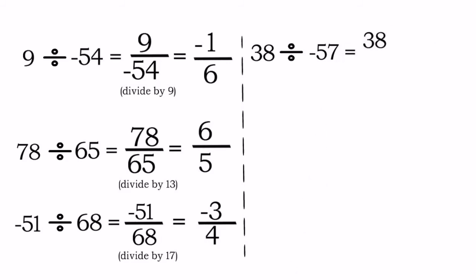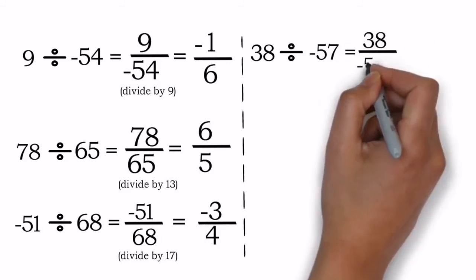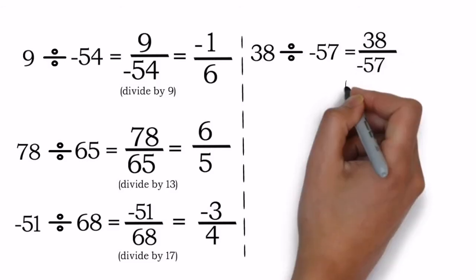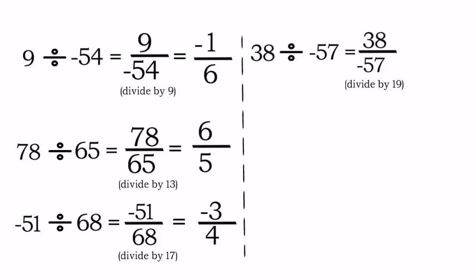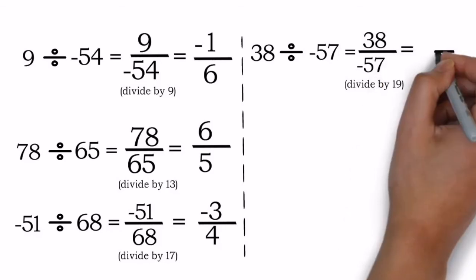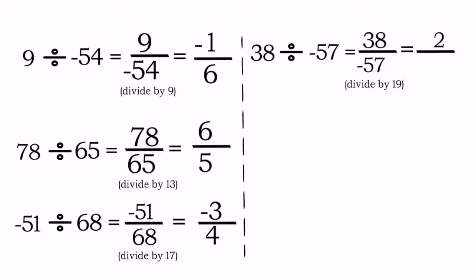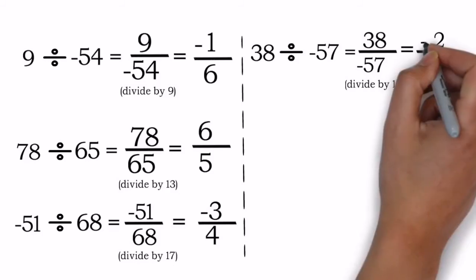The next one, 38 upon minus 57, and these two numbers are divisible by 19. Okay, and the way I informed you, we never keep a negative sign in the denominator. In the answer we have to shift that sign to the numerator. Okay, so 19 twos are 38, 19 threes are 57, and the negative sign should be given to the numerator over here.